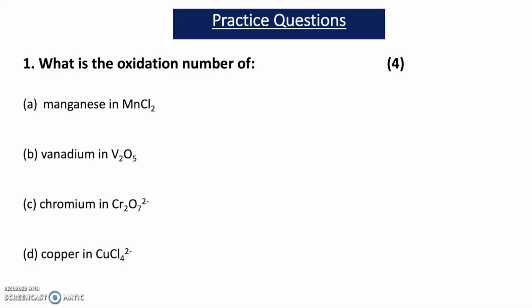Now this practice question is asking you to work out the oxidation number of different transition metals in a series of transition metal compounds. The first question is asking you to work out the oxidation number of manganese in MnCl2. So we know that Cl has a -1 oxidation number. So I've got 2 Cl, so that's a total of -2. So the oxidation number for manganese must be +2. Now remember, in a compound, the sum of the oxidation numbers must be equal to 0.